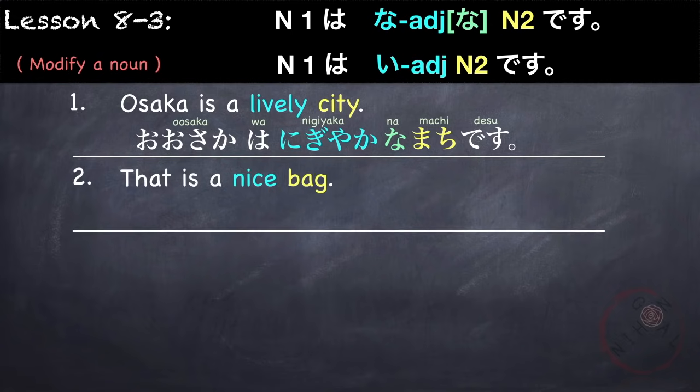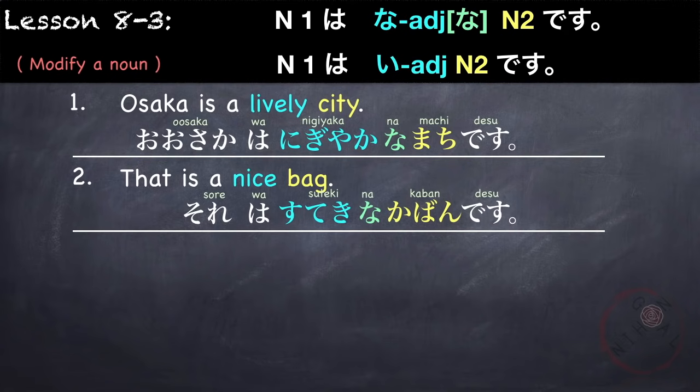That is a nice bag. That is それ。それは nice bag. So our adjective is nice, which is 素敵. And this is a na-adjective. So we need to put na. 素敵なカバンです。それは素敵なカバンです。Or you can say, それは素敵なカバンですね。What a nice bag.